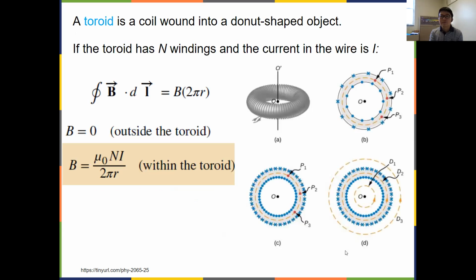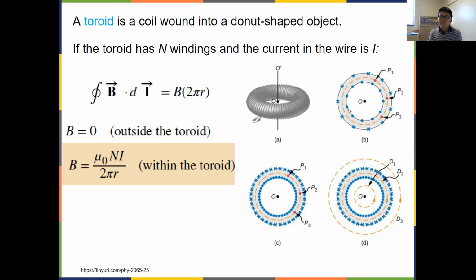For the toroid, which is kind of like a donut shape, instead of the cylindrical shape, it produces a uniform magnetic field inside the donut shape. Just outside of the donut, the magnetic field will be zero, because you can have a closed path. Inside here, the closed path encloses this much, N, how many turns you have here, times I.